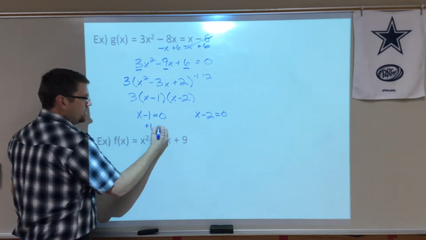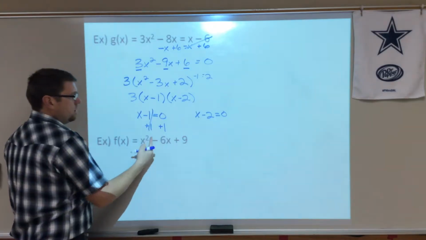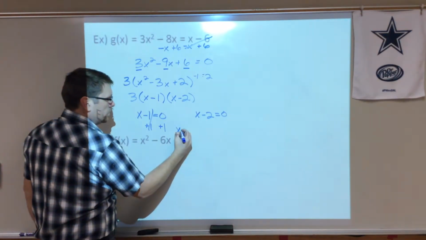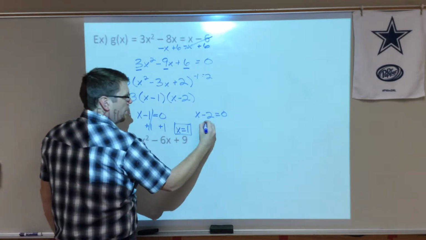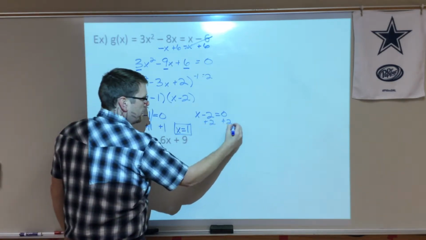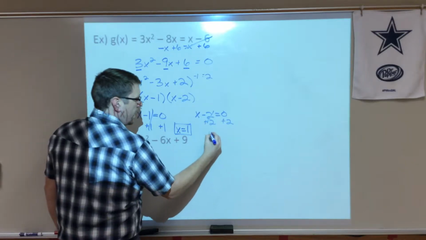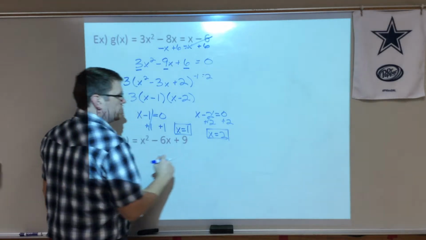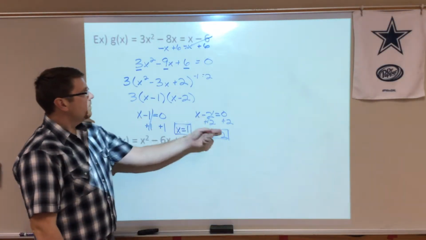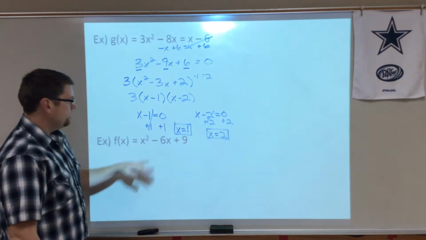So I'm going to add 1 to both sides here, and I get x equals 1. There's one of them. Here I'm going to add 2 to both sides, and I get x equals 2. And there are my solutions. Only one simple step after we factored.